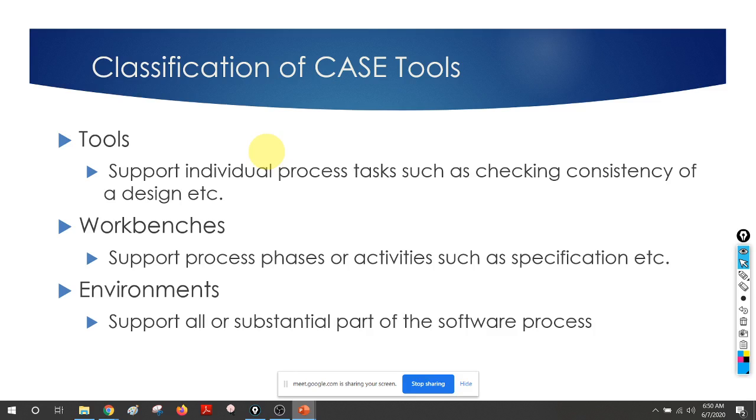Then we have workbenches, right? A workbench is capable of doing not just one task, it can do maybe 3 or 4 tasks together. So in that case we don't call it a tool, we call it a workbench, right? We call it a workbench because it is capable of doing multiple tasks, right? A very good example, which a lot of final year students use, is MySQL Workbench, right? You can see the name itself is MySQL Workbench. You can download it from the Oracle site.